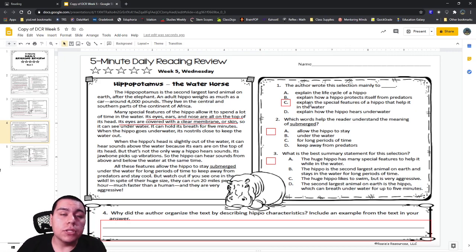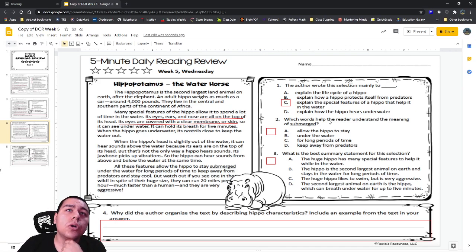The author wrote to tell us about the special features of the hippo, and they tell us about the eyes. They also tell us later on about its ears, about different features. And I love that you found proof already. You already had it ready. That's fantastic. That's exactly what you should do. Always double check your answers with proof. If you don't have proof, you might have fallen for a trick.